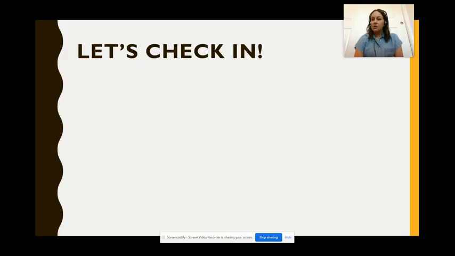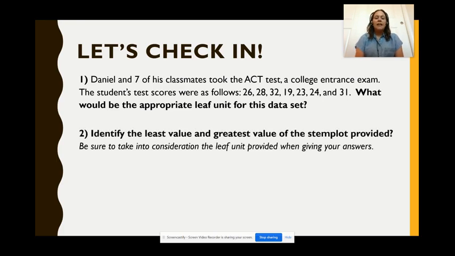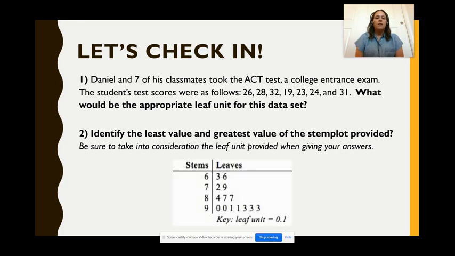All right, so let's check in on that. Number 1, Daniel and 7 of his classmates took the ACT test, a college entrance exam. The students' test scores were as follows. What would be an appropriate leaf unit for the data set? All right, number 2, identify the least value and the greatest value of the stem plot provided. Be sure to take into consideration the leaf unit provided when giving your answer.